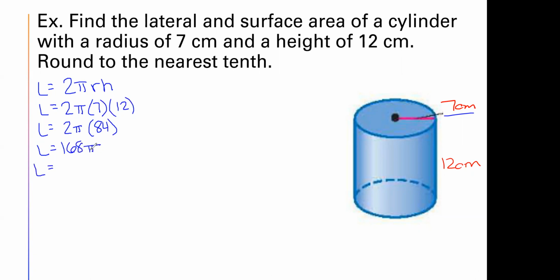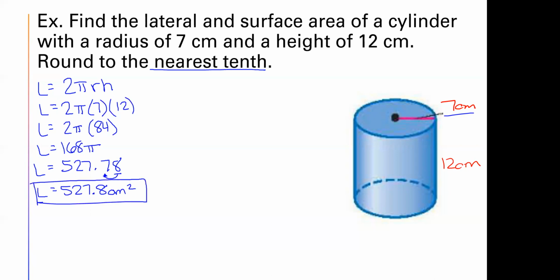Now, you should be doing this in your calculator. I do not expect you to multiply 168 by pi, okay? That would be 527.7, and it wants you to round to the nearest tenth. So I have an 8 in my hundredths place, so that's going to bump up my 7 to an 8. So that would be 527.8 centimeters squared. And this is for the lateral area, okay?